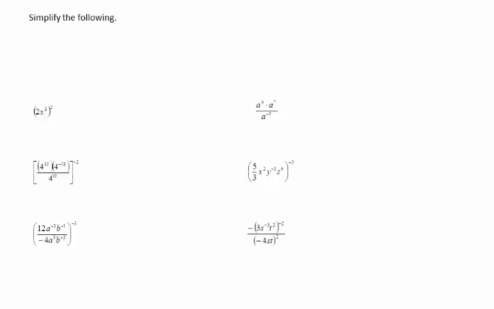Simplify the following. To evaluate or simplify powers, the following exponent laws can be used. First, the product law. Two powers with the same base that are multiplied, you can evaluate them by simply adding the exponents. X to the a times x to the b equals x to the a plus b.